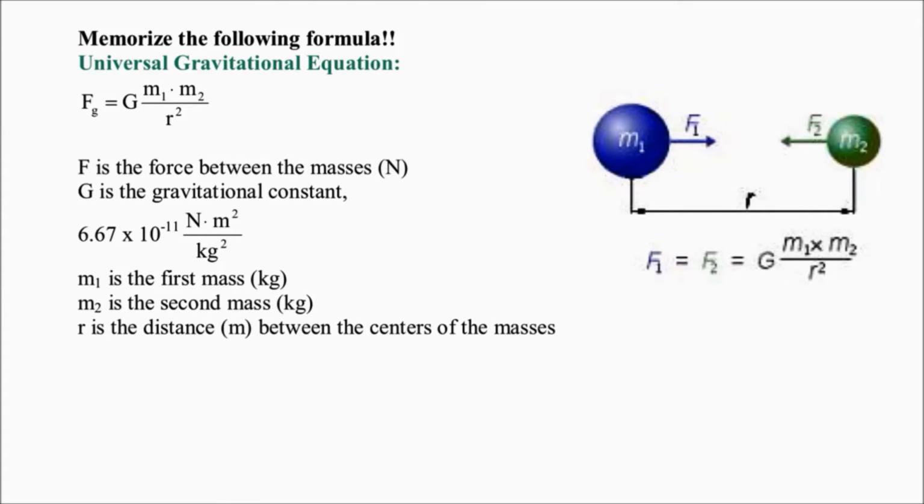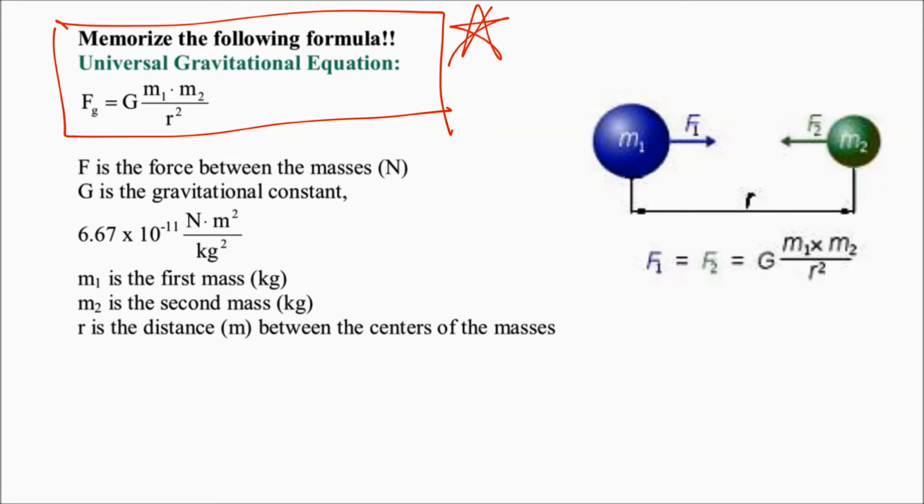Okay, so the next thing is the universal gravitational equation, and yes, you must memorize this. Okay, this has to be memorized. I also want you to do one more thing. Add in absolute value bars here and here, please. Okay, so the absolute value of the force of gravity is equal to big G times m1 times m2 divided by r squared. Of course, force is going to be calculated in newtons. Big G is what we call the gravitational constant, and that's this value right here, and it will always be this value right here. That's why it's a constant.